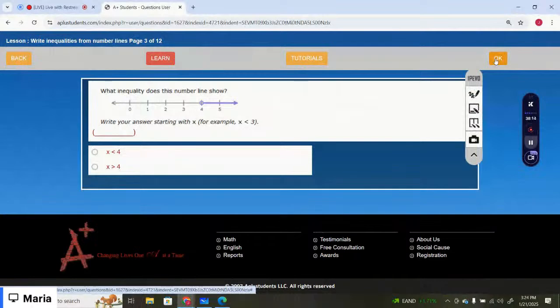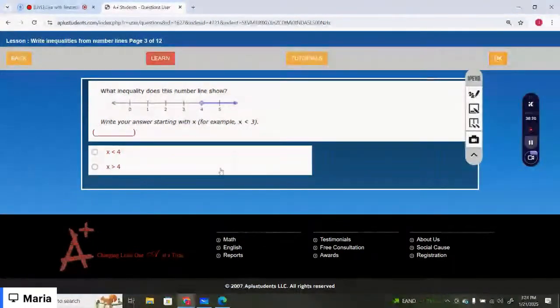So the solution is x is greater than 4. Option number 2 is the correct option. X is greater than 4.